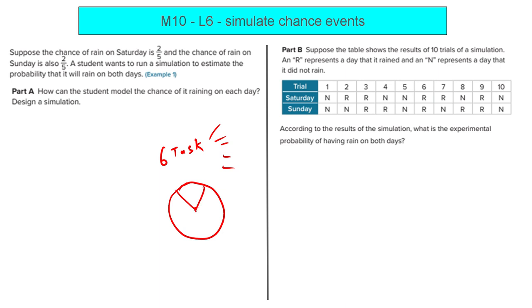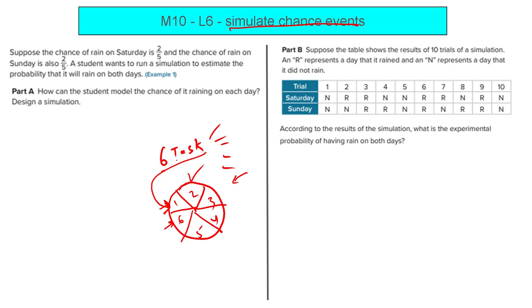If I have 6 tasks, my spinner should have how many sections? 6 sections. 1, 2, 3, 4, 5, 6. Now what will I do? I will put 6 tasks here. I will call one boy. I will rotate the spinner. If number 6 comes, you will do number 6 task. If number 1 comes, you will do number 1 task. So when you have 6 tasks and you want to choose, and you want to show it in the form of a simulation, like using any spinner or any bag, we call it simulating the chance event.